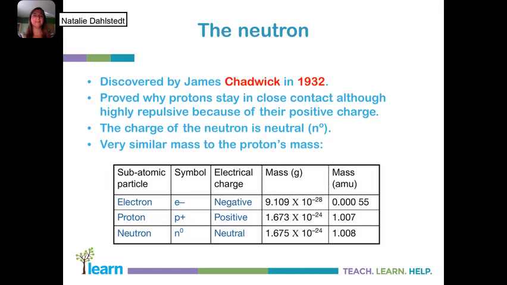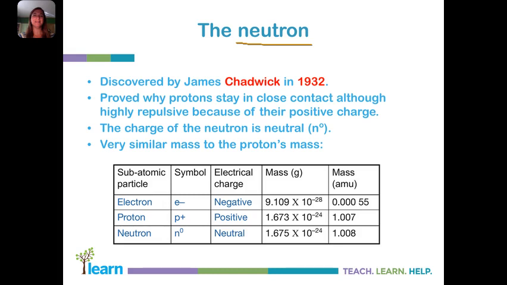Now let's have a look at a third, quite common subatomic particle called the neutron. It was discovered by James Chadwick in 1932, so relatively recently. It proved why protons, which are all positively charged, would not repel from one another, all being stuck in the same nucleus, and that is because of the neutron that diminishes the repulsion between them.